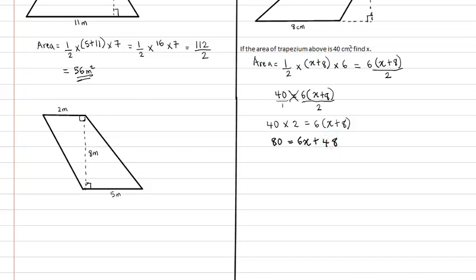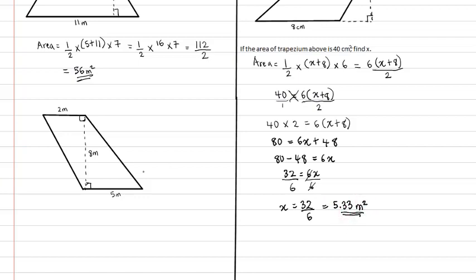So we want to get our x, so let's move this constant to the other side. 80 minus 48. Remember the sign will change to minus because I'm moving plus 48 to this side. So 80 minus 48, 32 equal to 6x. So finally we divide both sides by 6. It's going to be x is equal to 32 divided by 6. So 32 divided by 6 will give us 5.33 meter square.